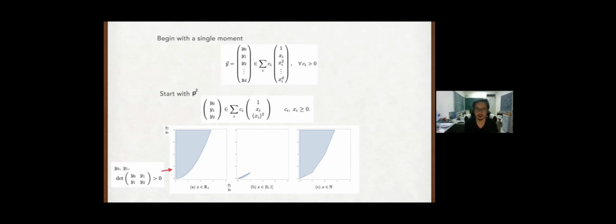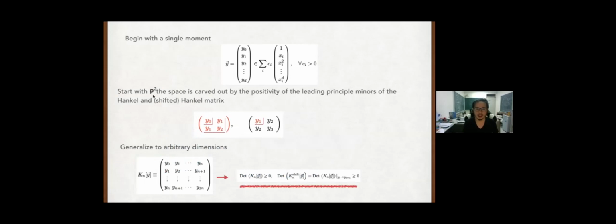If you look at it in more detail, then you see that the P2 space is actually carved out by the positivity of the leading principal minors of the Hankel matrix. The Hankel matrix is just a symmetric matrix of these y's. So we will always consider the original Hankel matrix that starts with y0 and the shifted Hankel matrix, which shifts everything by 1.